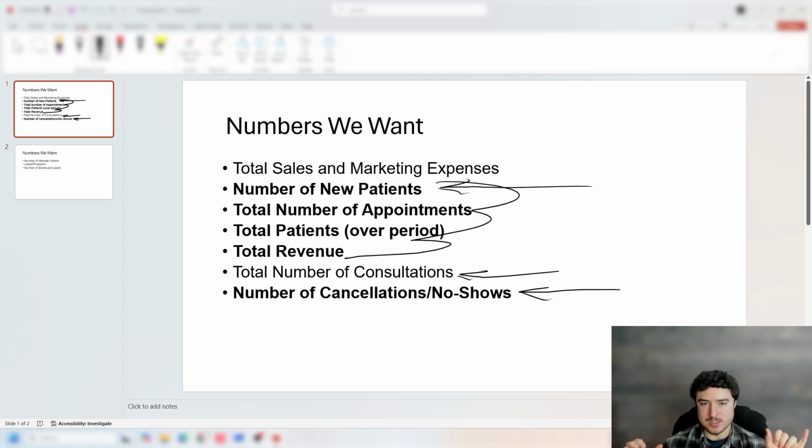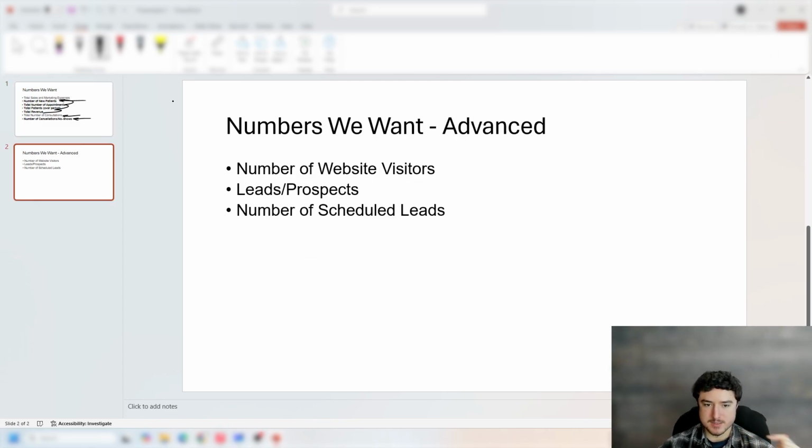But that way we can look at each of these and see that maybe, okay, consultations actually have a really high no-show rate, for example, and appointments don't. And so again, it just gives us more in-depth insights. Now, these are a little bit more advanced, but if you can get them, again, even better.